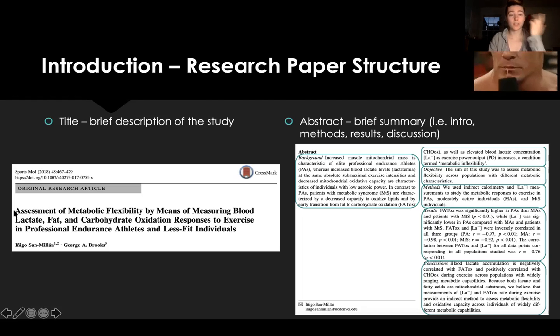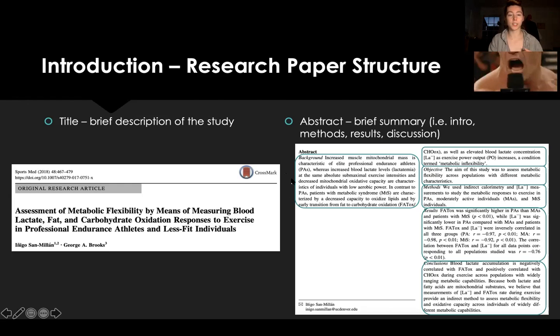So they'll have the title in the beginning. Makes sense. And they'll also usually have the name of the journal right here, the date, the issue, page numbers, things like that. And then they'll have the DOI. The DOI helps you find it online. And then they'll have an abstract right underneath the title, and that's this right here.